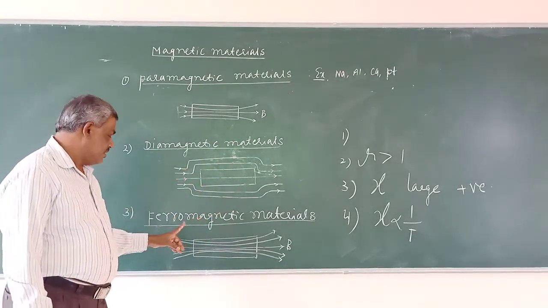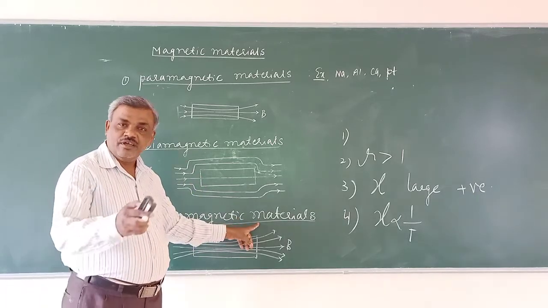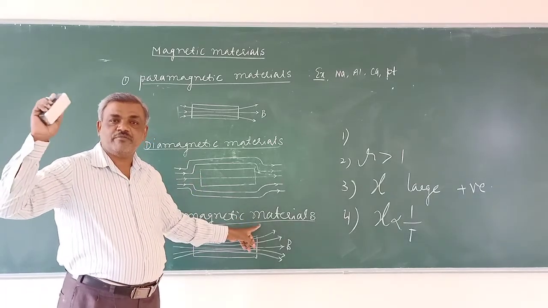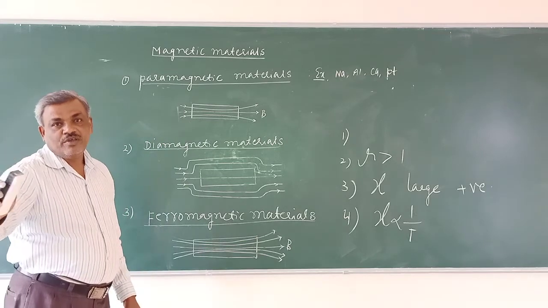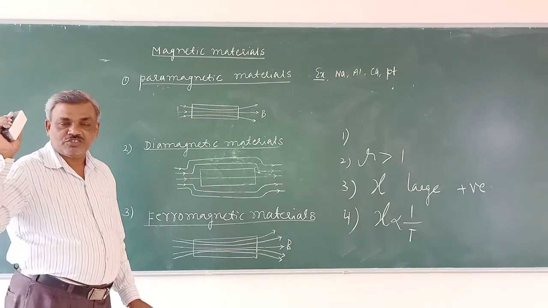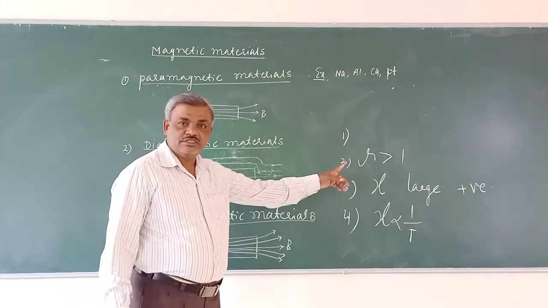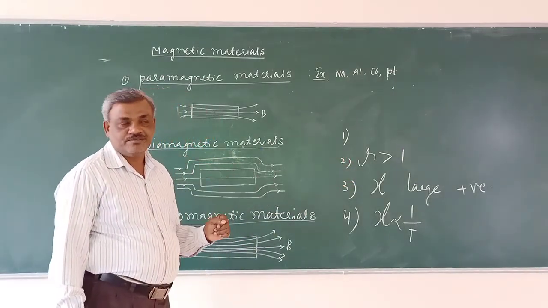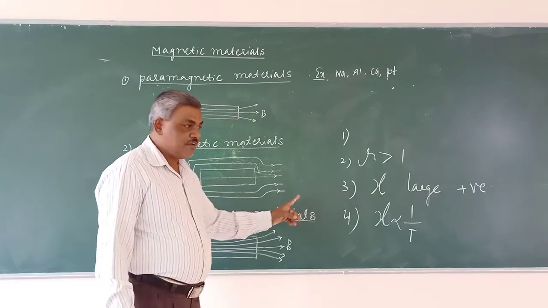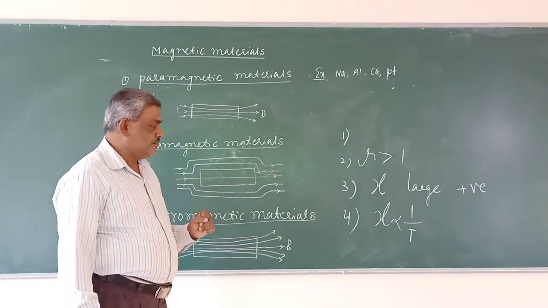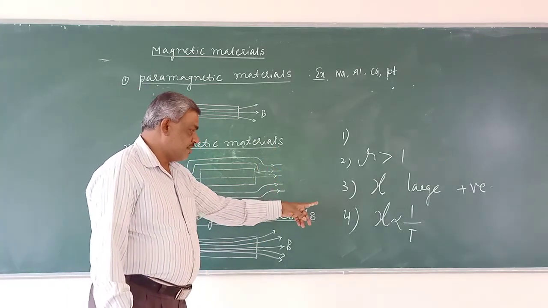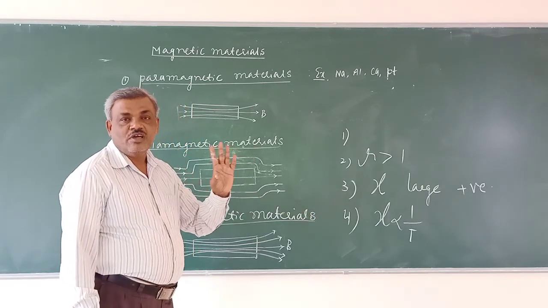The first property: ferromagnetic materials are strongly attracted by the magnet. They move from the weaker region of the magnetic field to the stronger region. Permeability of ferromagnetic materials is greater than 1. Susceptibility of ferromagnetic materials is large and positive. Susceptibility of ferromagnetic materials is inversely proportional to absolute temperature.